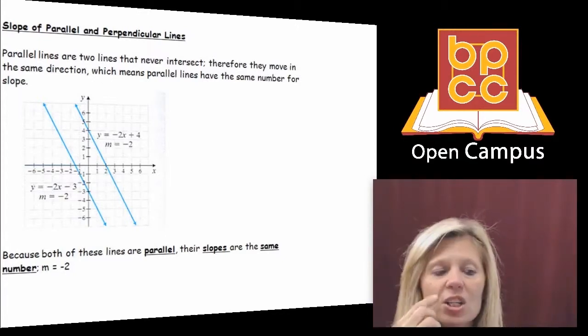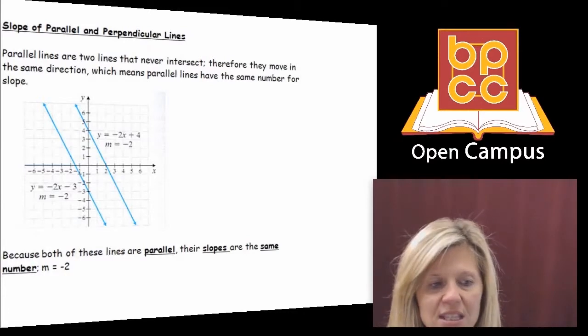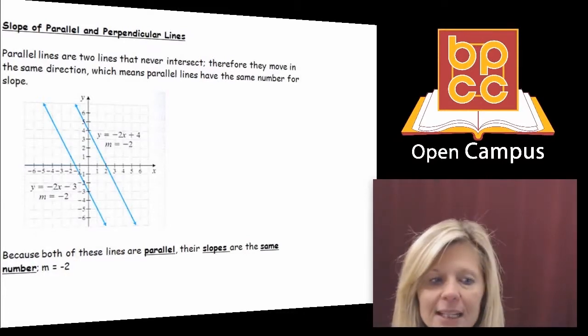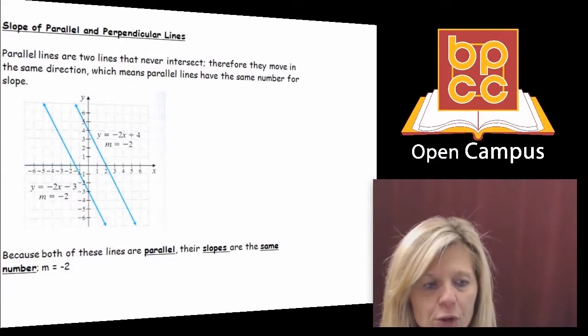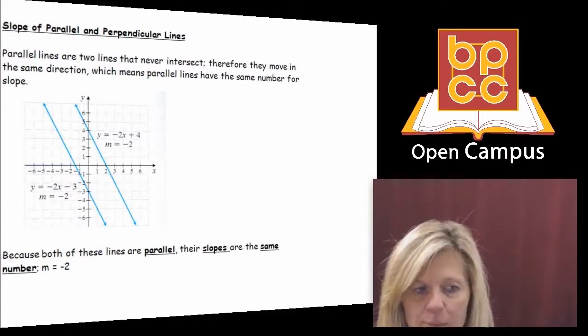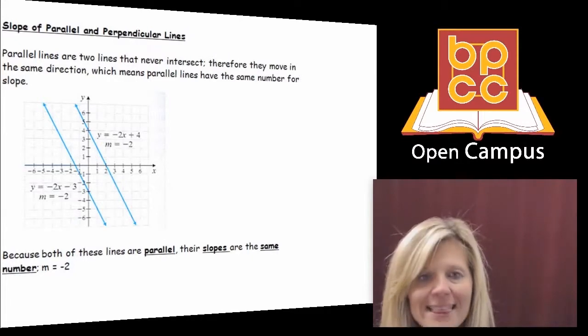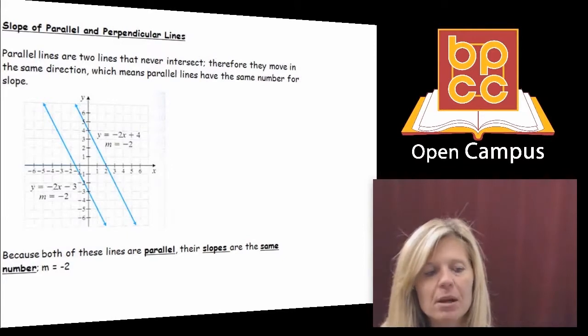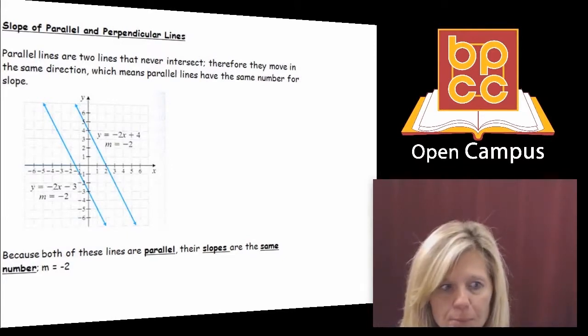What I want you to notice is both of those equations have the same number for slope. What's their number for slope? Negative 2. If two lines' slopes are the same, that means the two lines are moving the same way. And if you move the same way at all times, you're never going to touch. That's how you tell if the lines are parallel. They would have the same number for slope.